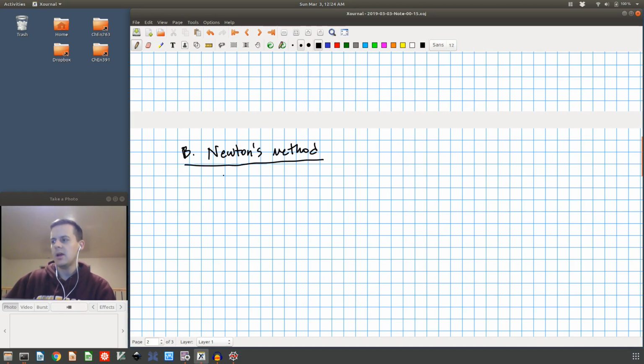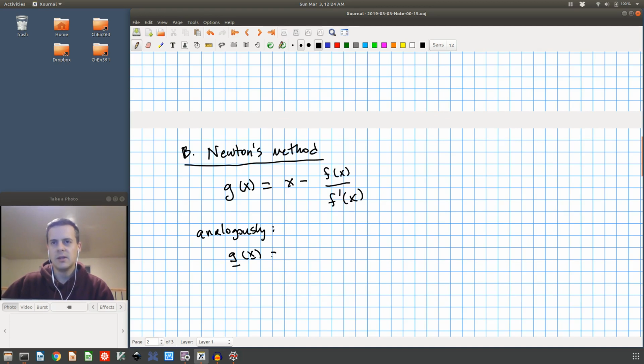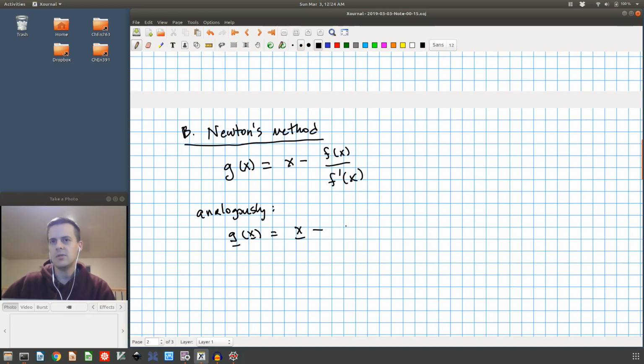Newton's method here. Okay, so I just remind us for a single equation, g of x was equal to x minus f of x divided by f prime of x, where that was the derivative with respect to x. So analogously, with the vector g of x, this equals x vector minus, okay, here comes the part that's going to confuse everybody. It's this matrix J inverse dotted with f of x.